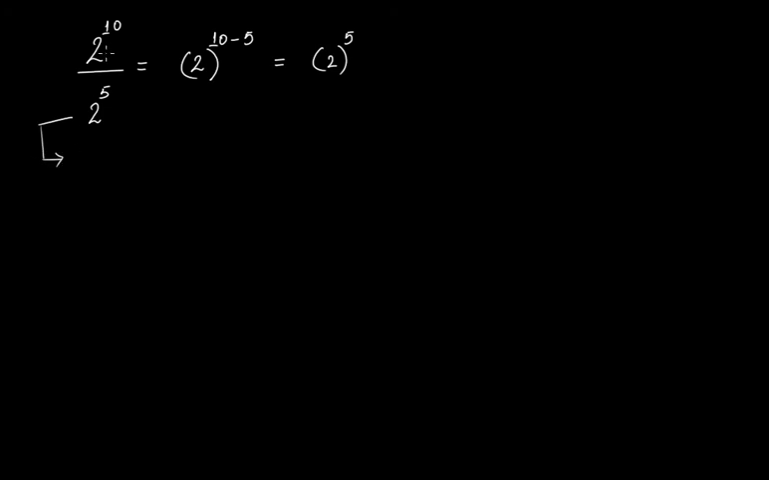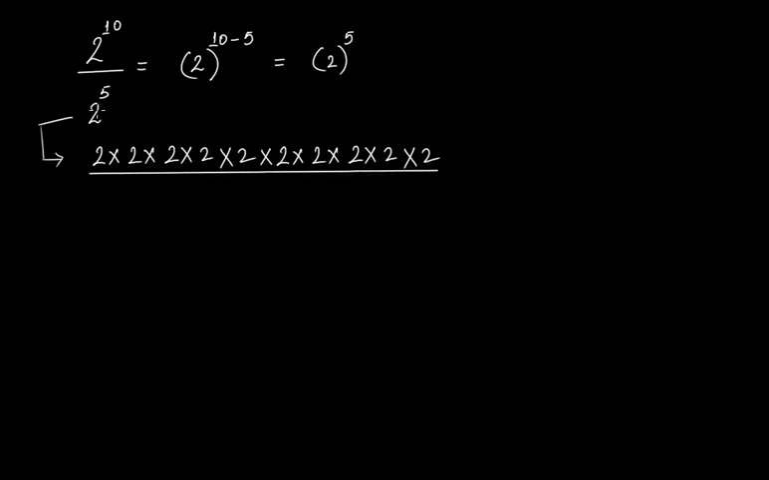So this is 2 to the 10th power. That means 2 into 2 into 2 into 2 into 2, 1, 2, 3, 4, 5, and then simply copy it 5 times. So we are multiplying 2 with itself 10 times and then divide this. This is 2 to the 5th power, that is this one, right? So we have 2 into 2 into 2 into 2 into 2, that is we are multiplying 2 5 times with itself.